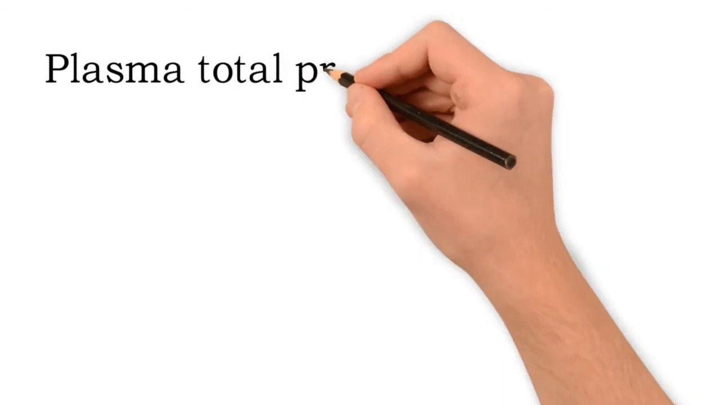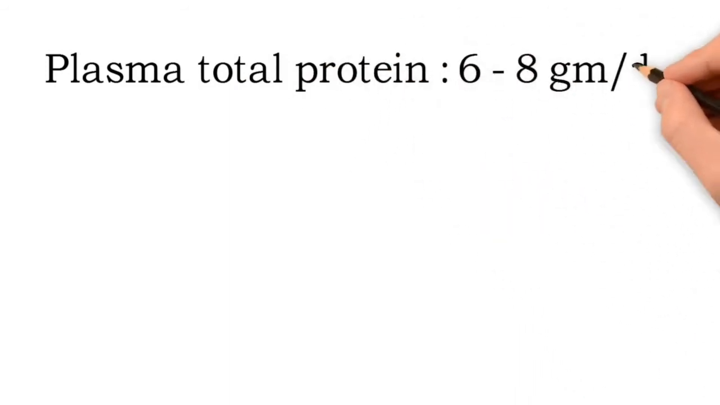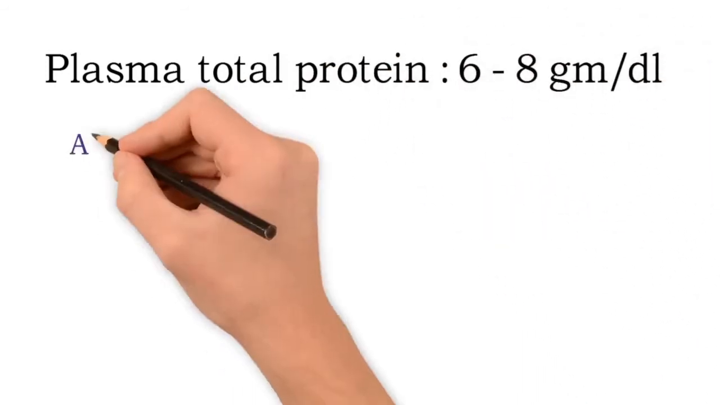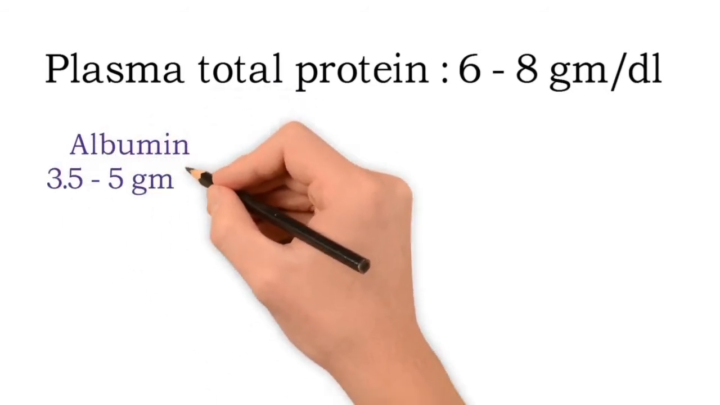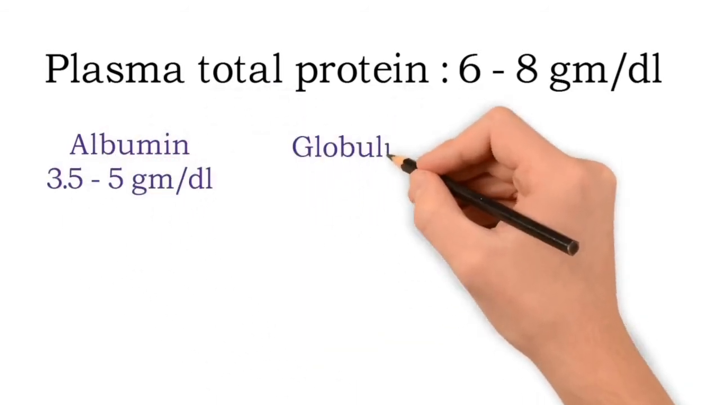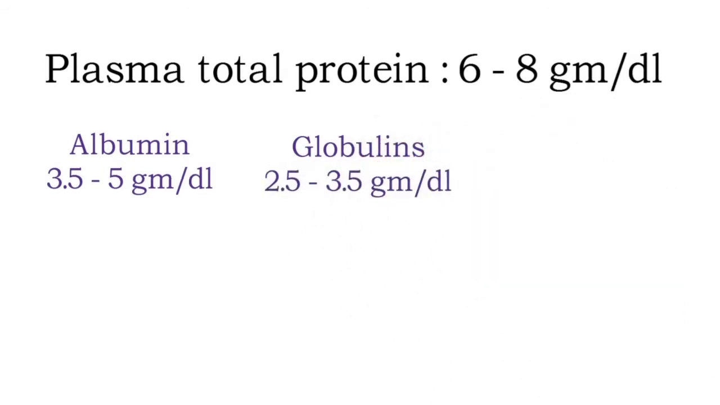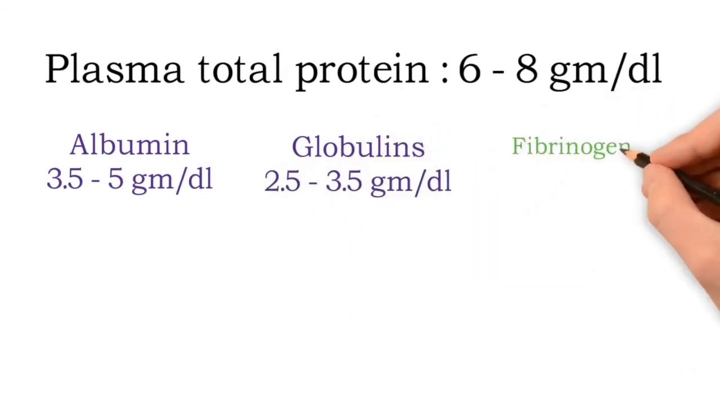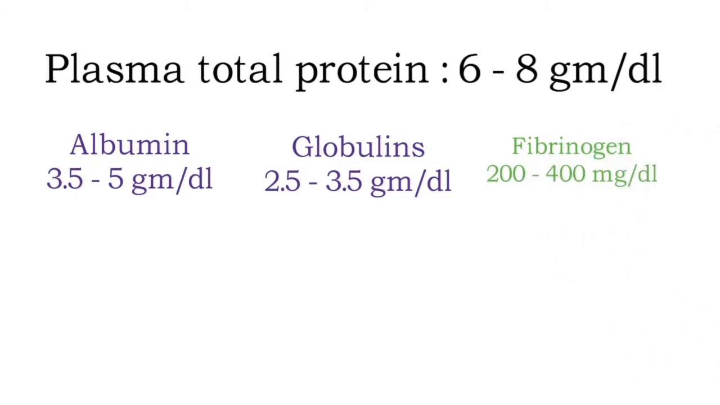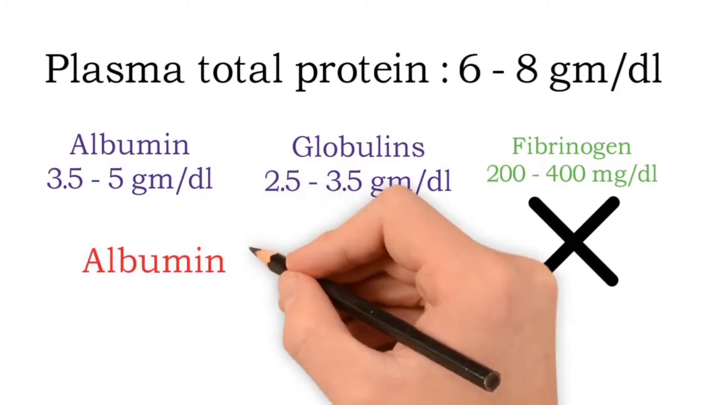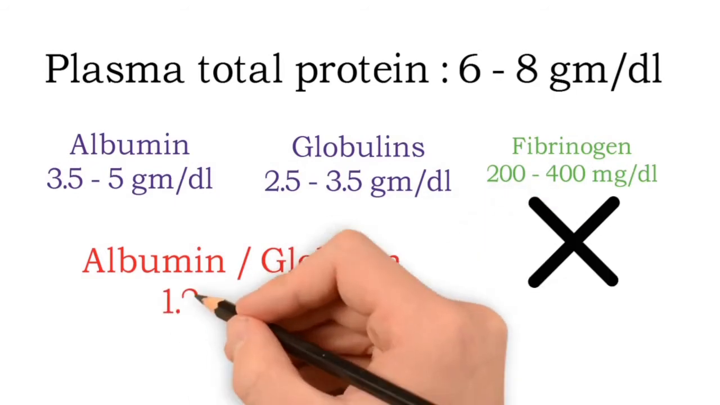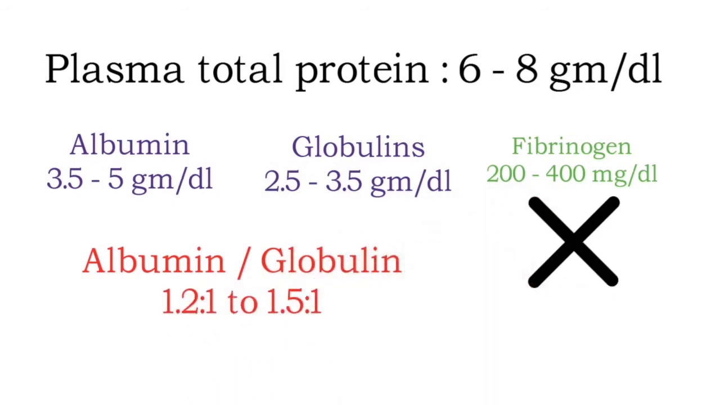Normal value of plasma total protein is 6 to 8 gram per deciliter, in which albumin is 3.5 to 5 gram per deciliter, globulins are 2.5 to 3.5 gram per deciliter and fibrinogen is 200 to 400 milligram per deciliter. We are doing serum total protein estimation and serum albumin estimation, so fibrinogen will not be calculated in that. Now normal albumin to globulin ratio is 1.2:1 to 1.5:1.